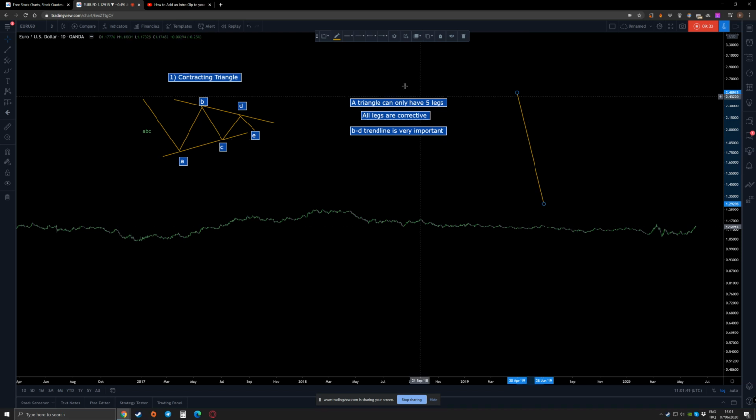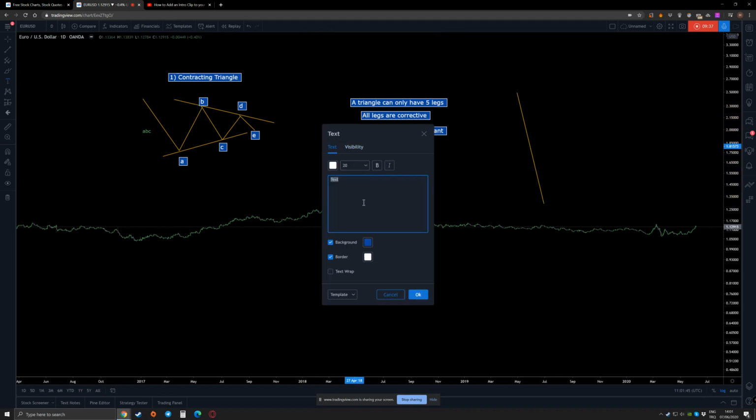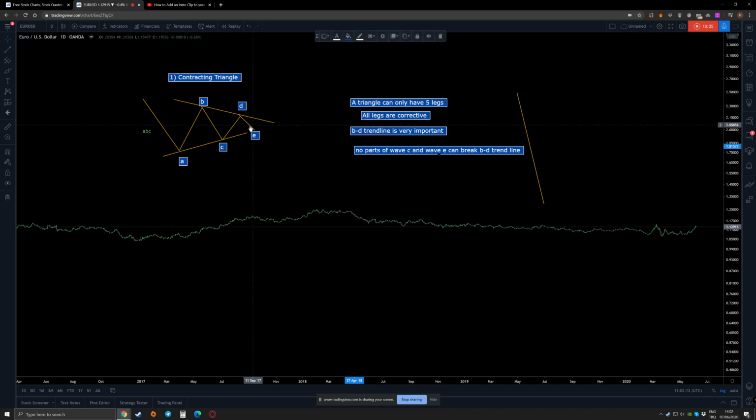And another very important rule, which is for all triangles, is the fact that no parts of wave C and wave E can break the B to D trend line. So what I mean by this? Okay, what I mean by this.